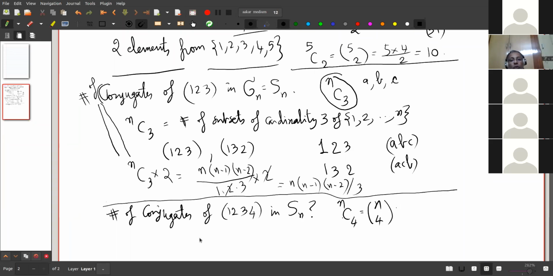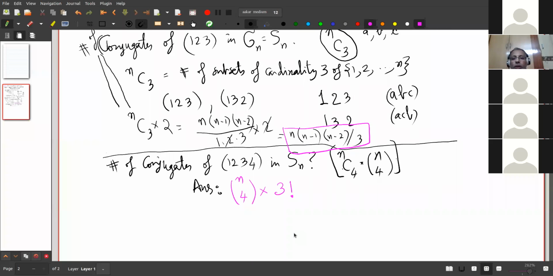Okay, so this is an aside. This is our final answer in this case. The answer is n choose 4, or NC4, times 3 factorial, is the claim. Okay, why so?